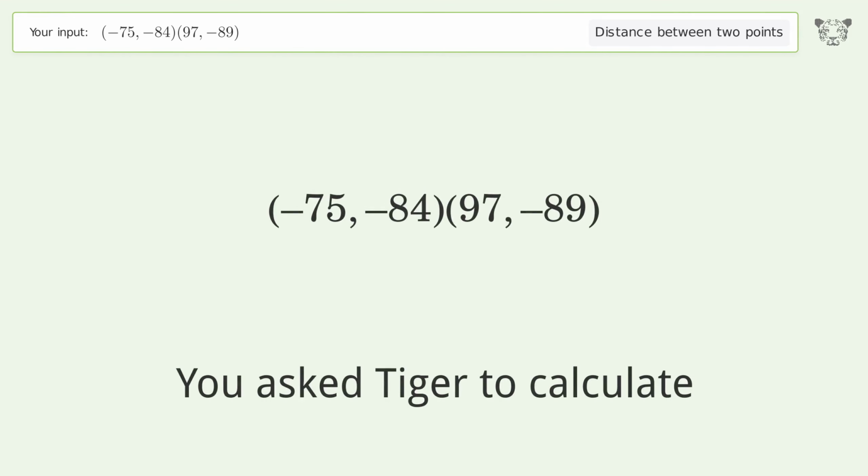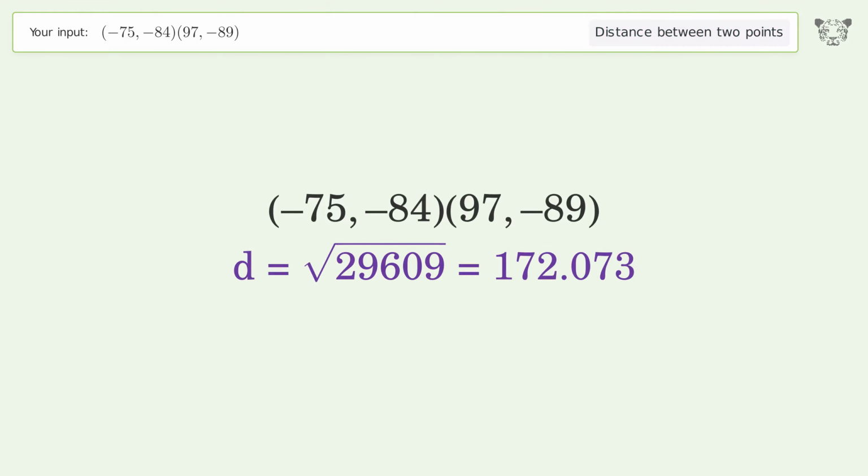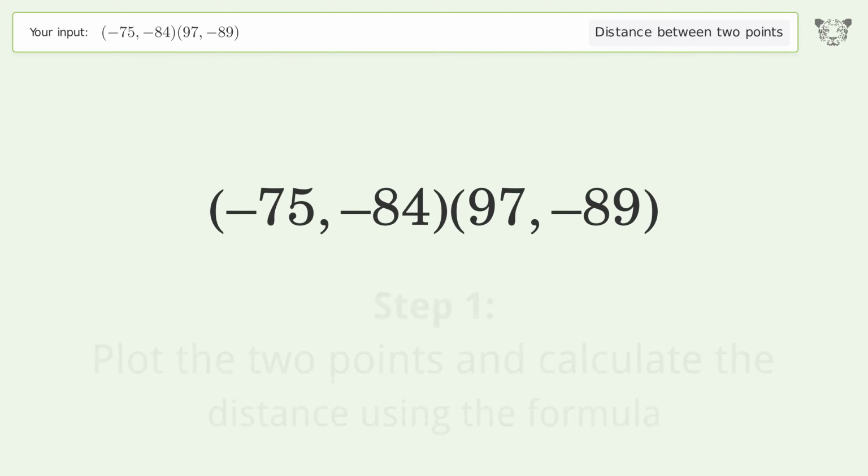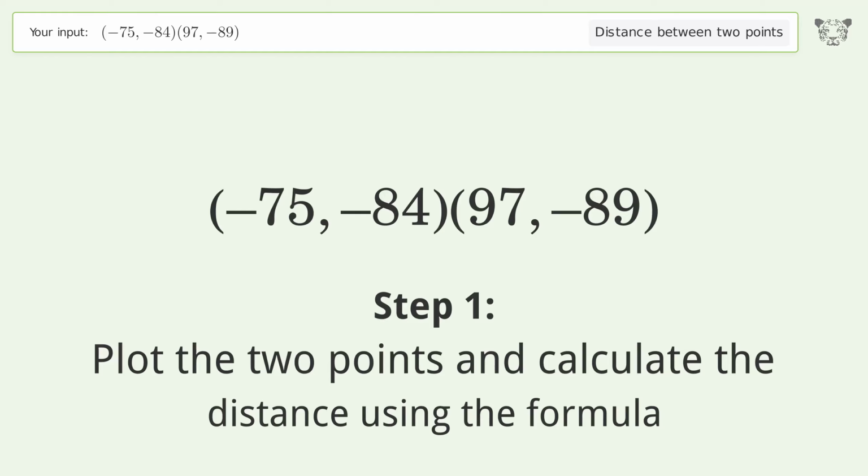You ask Tiger to calculate. This deals with the distance between 2 points. The distance between the 2 points is the square root of 29,609, or 172.073. Let's solve it step by step. Plot the 2 points and calculate the distance using the formula.